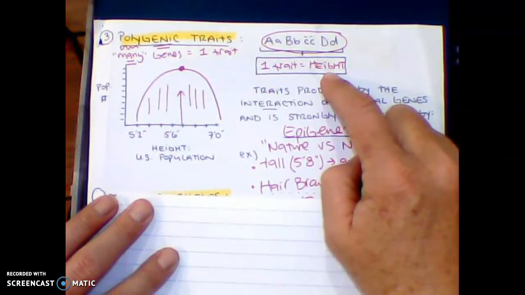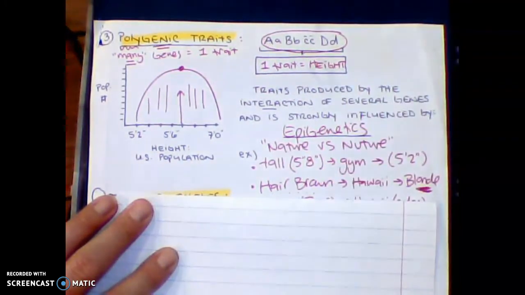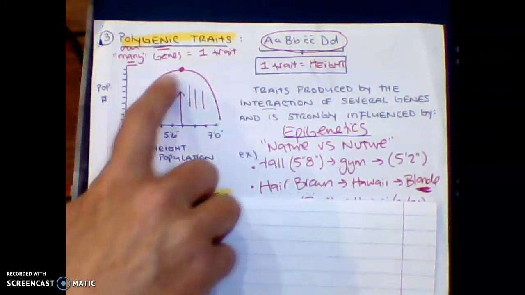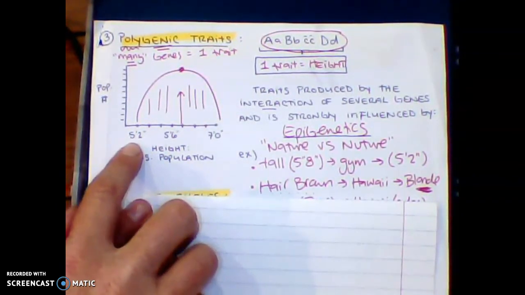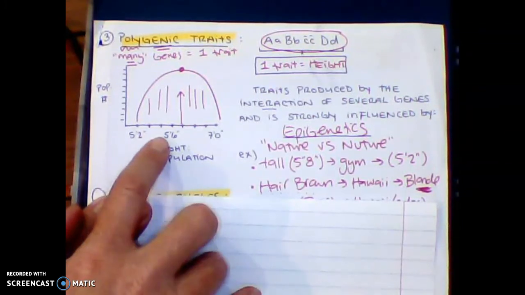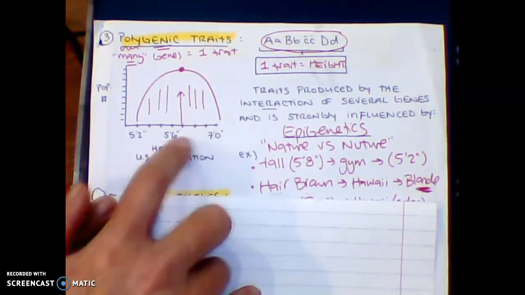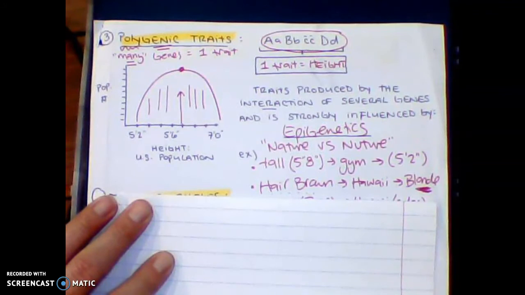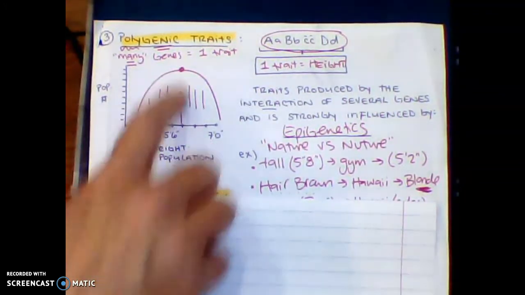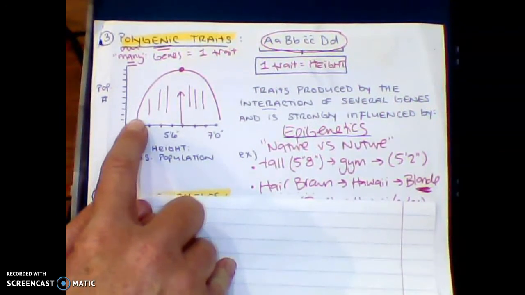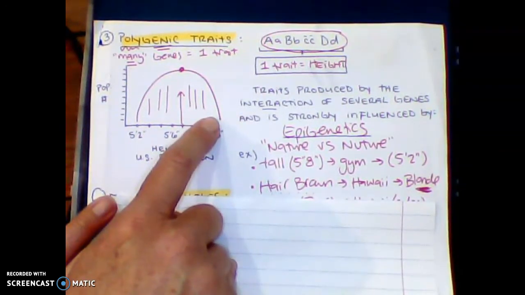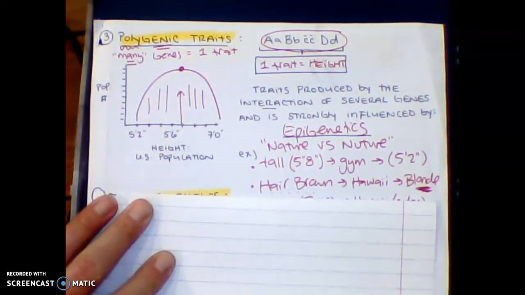Now this polygenic trait ends up creating what we consider a bell-shaped curve, where you end up getting people that are 5'2", 5'4", 5'6", 7'0", 8'0", all these different combinations, where you have an average height of the population, but you also have people that are really, really short and people that are really, really tall, okay? Because there is no "are you tall or are you short?"